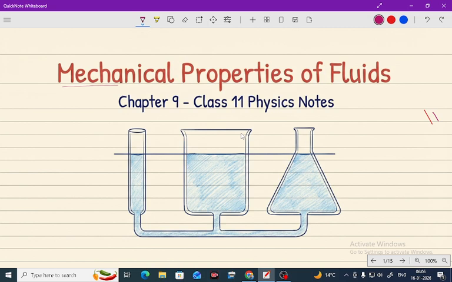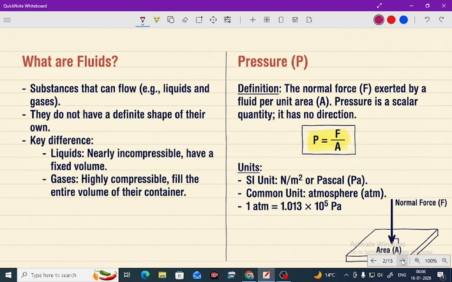So what is given in mechanical properties of fluids? See here. First of all, we want to know the definition. What are fluids? Substances that can flow, that is liquids and gases, are known as fluids. They do not have a definite shape of their own. What are the key differences? Liquids are nearly incompressible and have a fixed volume, and gases are highly compressible and fill the entire volume of the container. That's the difference between liquids and gases.